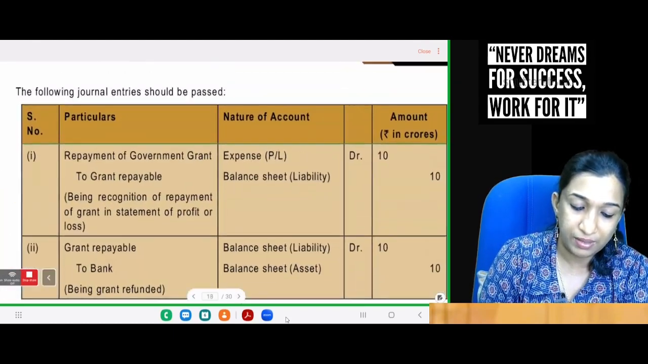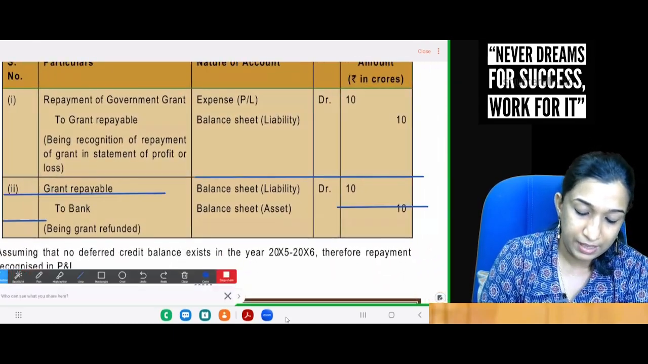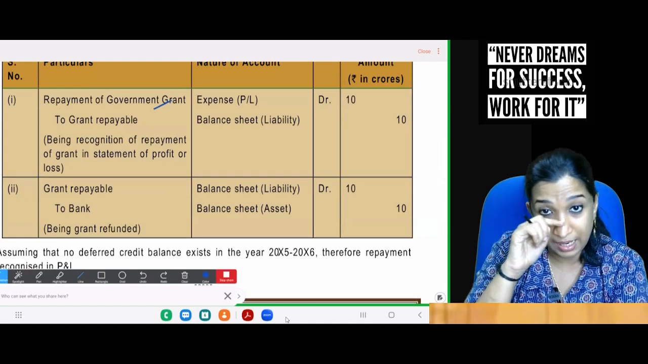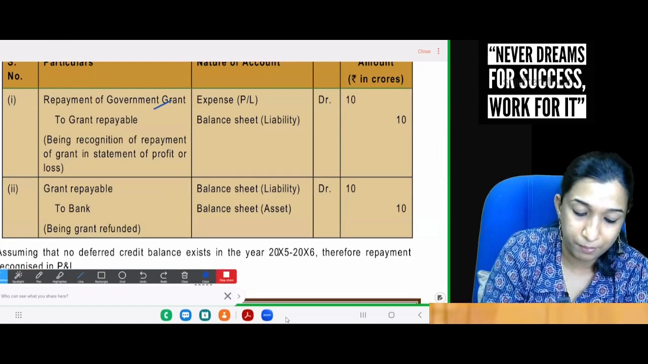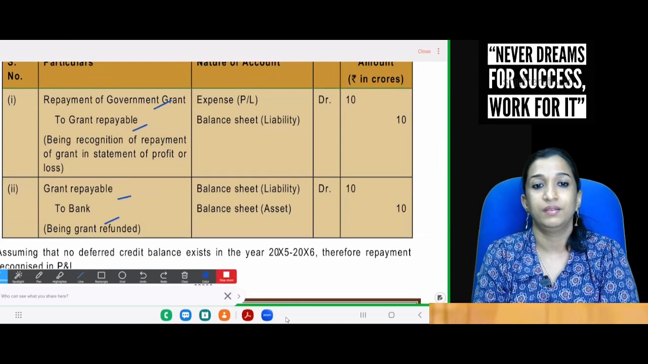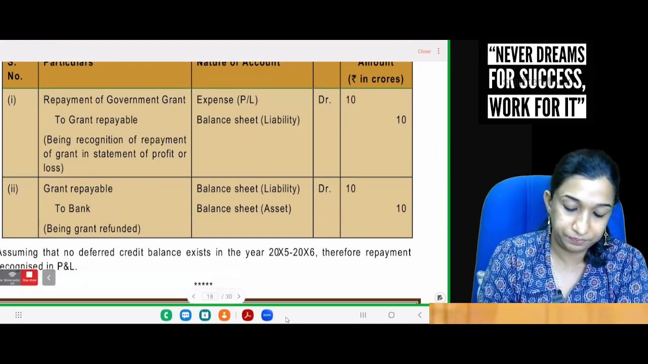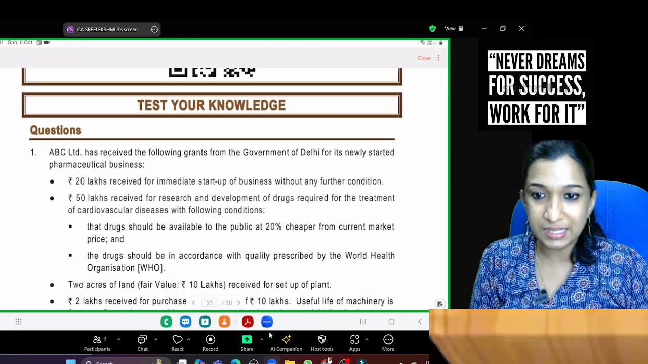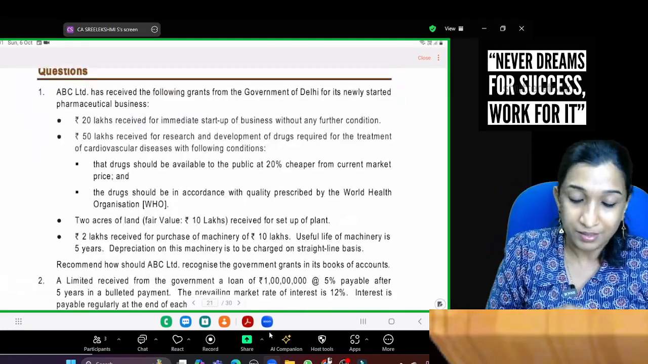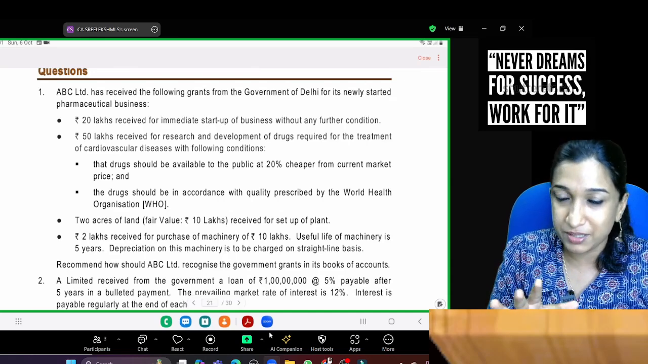So your entry will be: P&L, repayment of government grant, P&L to grant payable to bank. That's it. Test your knowledge questions. Question number 1. This question has been tested 2 times.